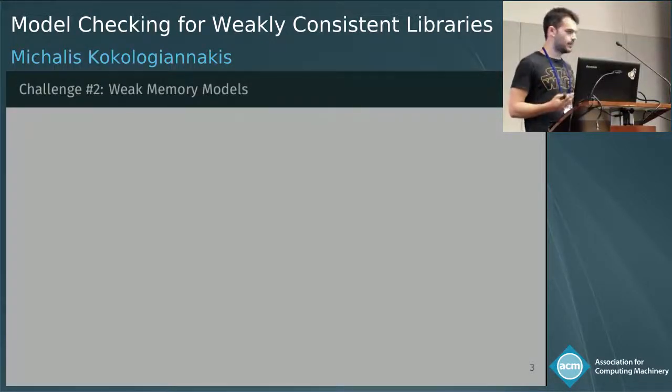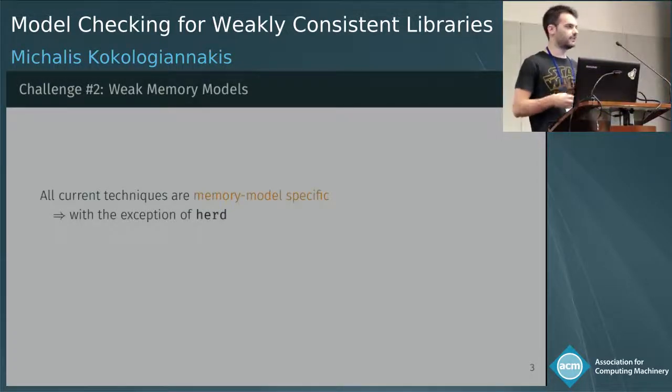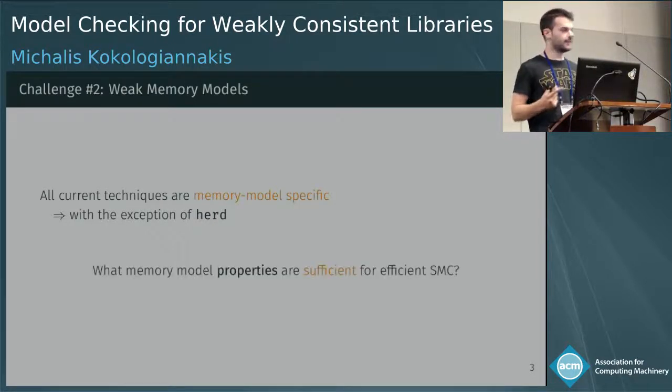But then when it comes to weak memory, while there have been partial order reduction techniques that handle weak memory models, all these techniques are memory model specific, and they cannot be extended to handle different memory models than the ones they were designed for. Now, there is one tool called HERD that can handle different memory models, but HERD is not a model checker, and it doesn't scale to big programs. So now this raises the question of why isn't there a generic partial order reduction technique that can handle different memory models, and more specifically, what memory model properties are sufficient for us to have an efficient stateless model checking algorithm?